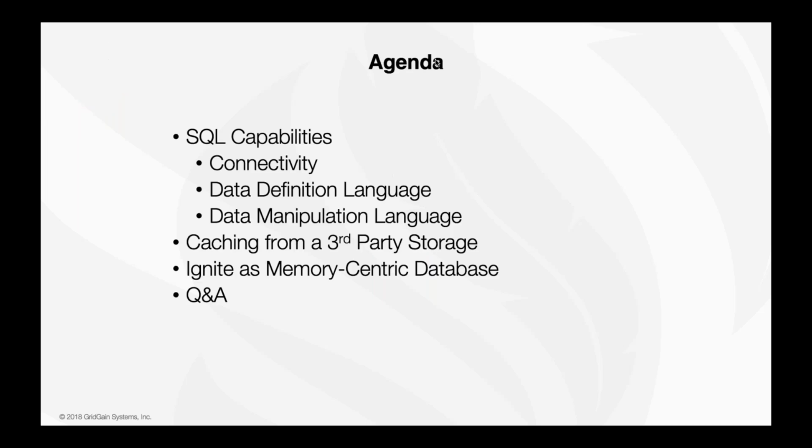So in terms of the agenda, as I said, fairly straightforward. We'll talk a little bit about the SQL capabilities. Ignite supports SQL, and it's SQL 99. We'll give you some examples of the DDL and DML, and subsequently we'll show you some SQL code that's running as well. Caching from a third-party storage, this is the key point that I mentioned just a few moments ago: the ability to work with existing database systems using the power of cluster computing, be able to cache data in memory in your cluster, run things at memory speeds, but also have the ability, if you want, to persist that data.